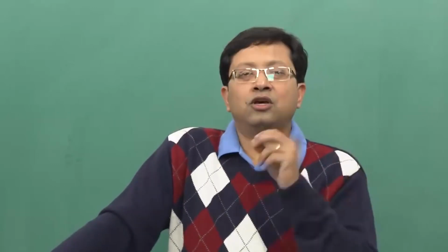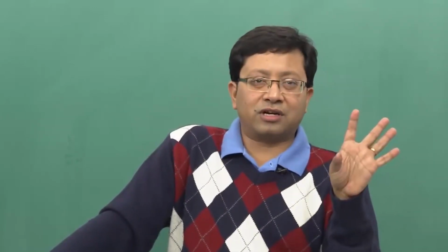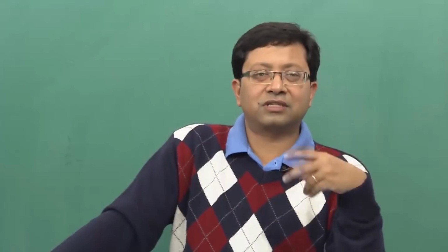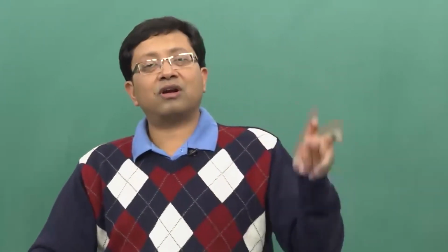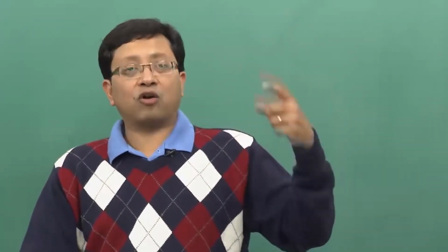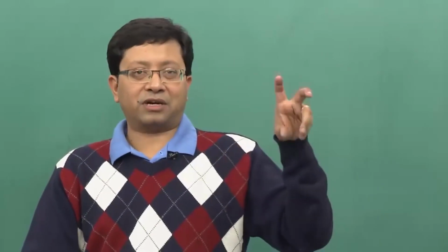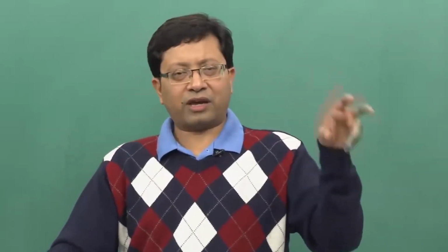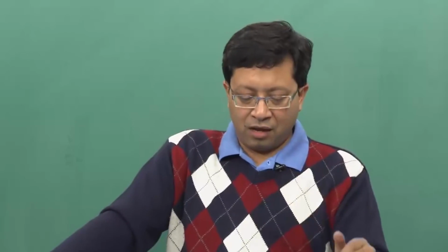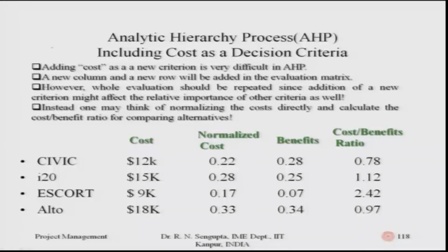Consider there were already 4 criteria, and cost came into the picture, and there were 10 different alternatives. So, each alternative would now be compared on the overall set of criteria where cost is also part and parcel of one of the criteria. So, you will again do the calculations accordingly. However, the whole evaluation should be repeated since the addition of a new criteria might affect the relative importance. Instead, one may think of normalizing the cost directly and calculating it accordingly.